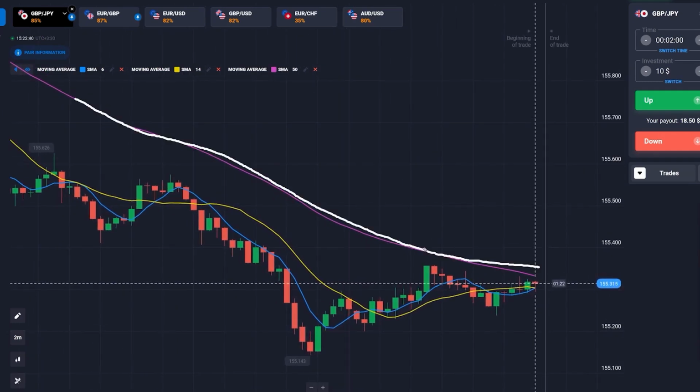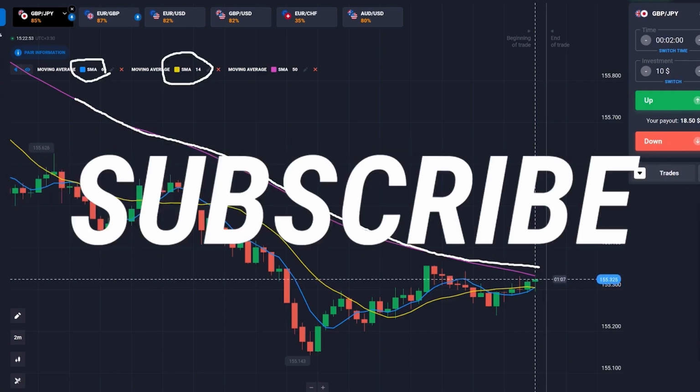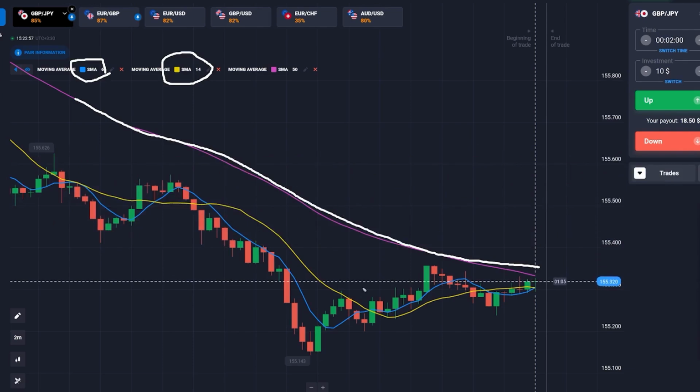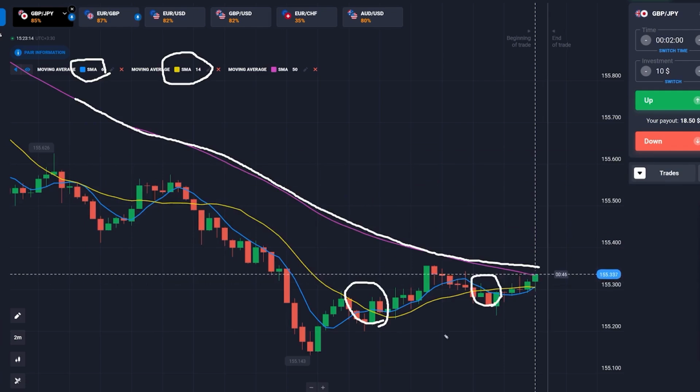This is where our second and third moving averages come into play. We have 2 other moving averages, the 6-period one in blue and the 14-period one in yellow. We're looking for instances where the blue and yellow lines cross, like here. However, it's not as simple as entering a trade whenever they cross. Let me explain this in detail.